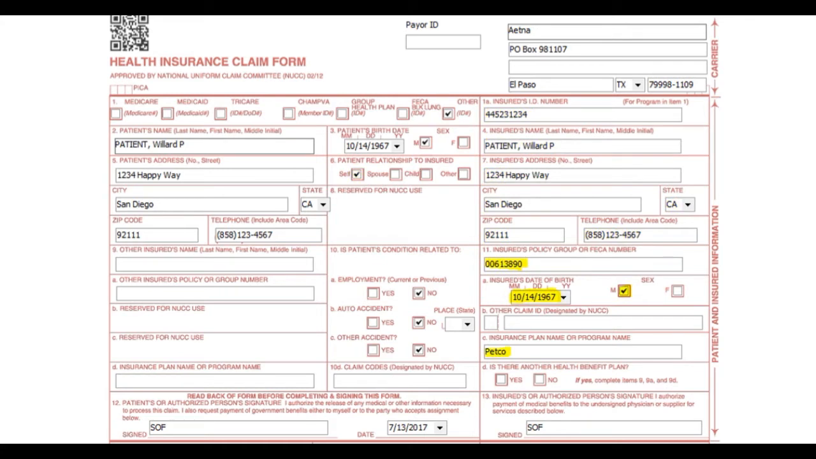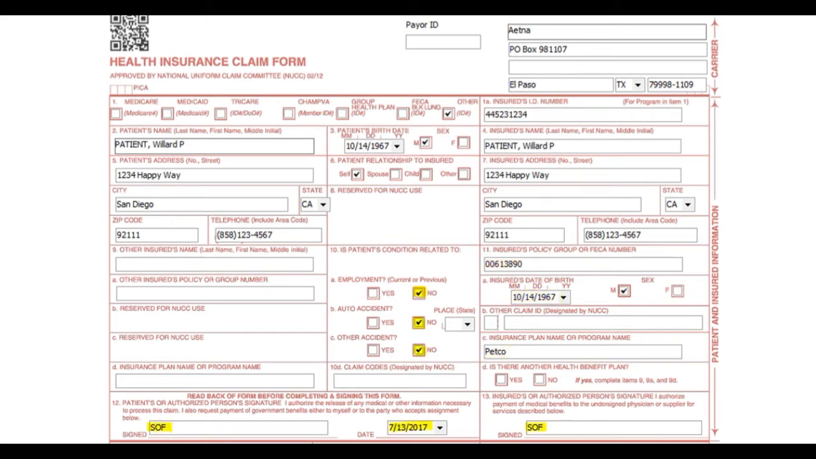Box 11 is for the group number or policy number, and that again is found on the ID card. And then box 11A is for the date of birth of the person with the insurance and their gender. And then box 11C is for the insurance plan's name, and that is Petco, which happens to be the name of the employer.